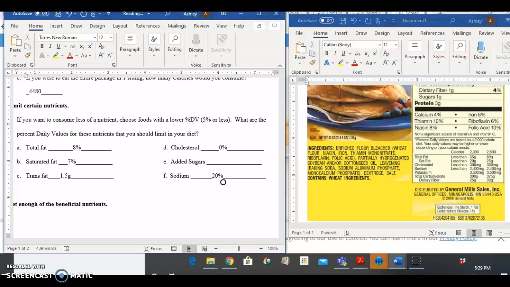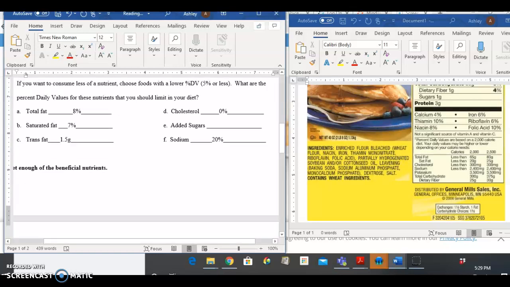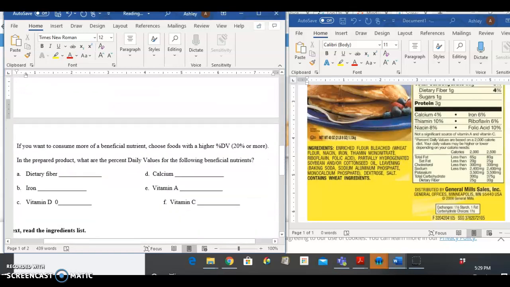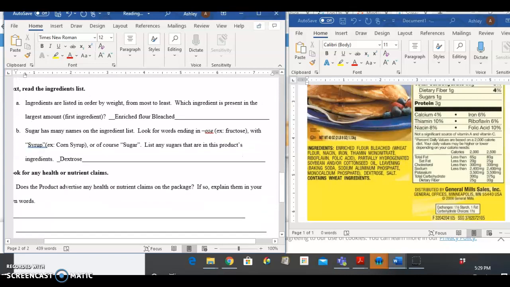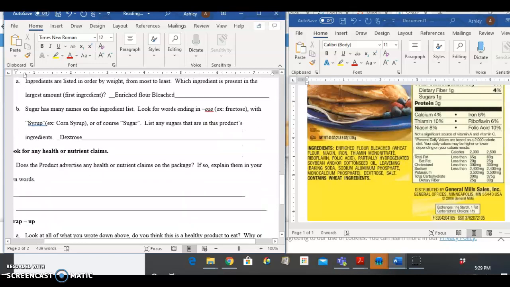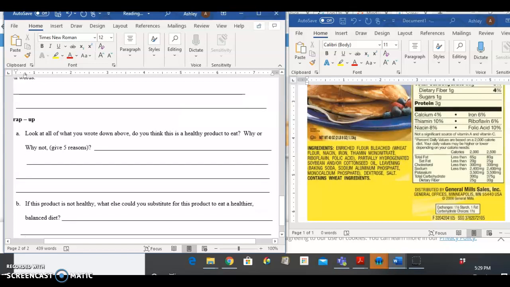It also has trans fat, so that makes it bad right there. It doesn't really have any vitamins, and nothing over 20% for the good stuff. So that would be another reason. It's not made with whole wheat. It does have added sugar. So those are all a bunch of reasons why I would say this is not a good product.